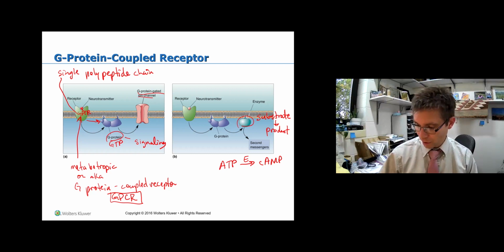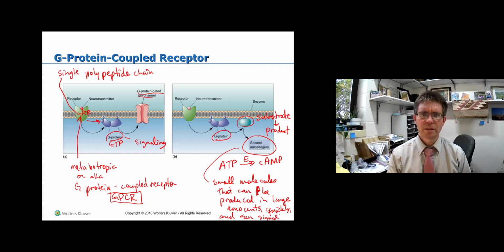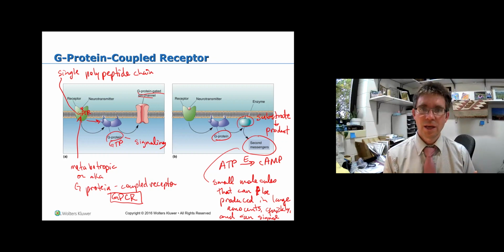These enzymes that are activated by G proteins often are enzymes that produce something called second messengers. Second messengers are small molecules that can be produced in large amounts quickly and can signal to other places in the cell. So they're these chemicals that can be made in large amounts very quickly, and that serves as a signal to the cell. Oh, we are making lots of cyclic AMP. The cell is changing. Something is happening, right? And the cyclic AMP that gets made can go around and affect other things in the cell.